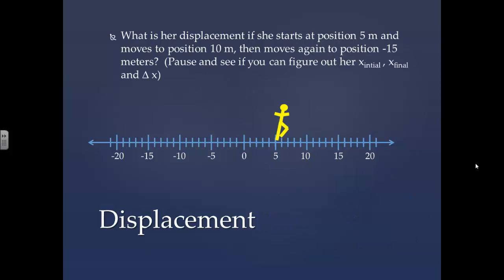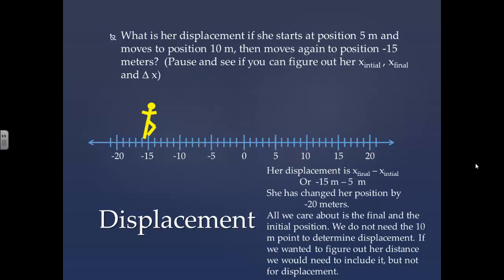What's her displacement if she starts at position 5 meters and moves to position 10 meters and then moves again to position negative 15 meters? Pause and see if you can figure out her final, initial, and change in position. Her displacement is negative 15 minus 5. She's changed her position by negative 20 meters. All we care about is the final and the initial position. We do not need the 10-meter point to determine displacement. If we wanted to find out her distance, we would need to include it, but not for displacement.